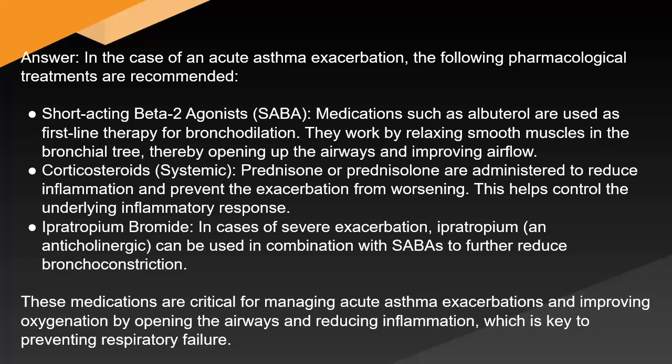Corticosteroids, systemic. Prednisone or prednisolone are administered to reduce inflammation and prevent the exacerbation from worsening. This helps control the underlying inflammatory response. Ipratropium bromide. In cases of severe exacerbation, ipratropium, an anticholinergic, can be used in combination with SABAs to further reduce bronchoconstriction. These medications are critical for managing acute asthma exacerbations and improving oxygenation by opening the airways and reducing inflammation, which is key to preventing respiratory failure.